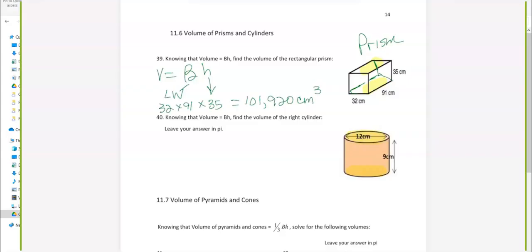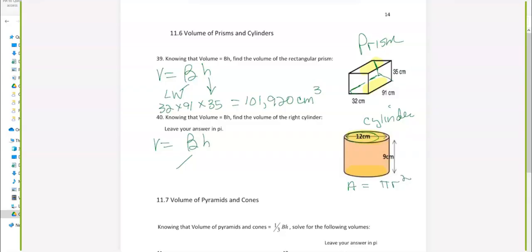Okay, let's do the next one for the cylinder. So this is the cylinder, curved edges, parallel bases. The volume equation is still capital B, which is area of the base, times the height. But the area of your base is a circle. Area of a circle is pi r squared.